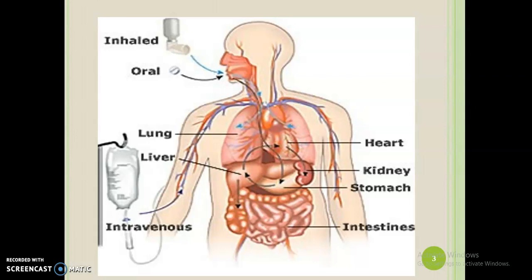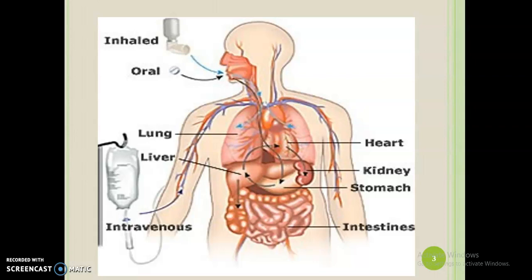From the mouth, the drug goes to the esophagus. Through the esophagus, it goes to the stomach. Here, it mixes up with the digestive juices. The breakdown of the drug or the food happens over here. So, after the breakdown, the medicine is dissolved into these digestive juices or the fluid of the stomach. After dissolution into this juice, the drug moves to the small intestine.